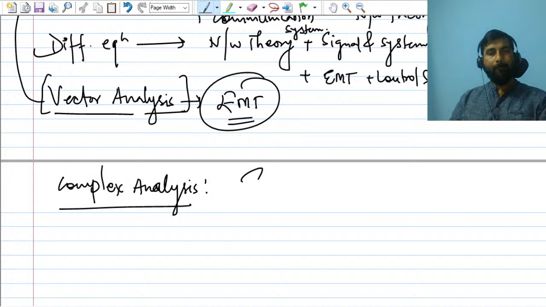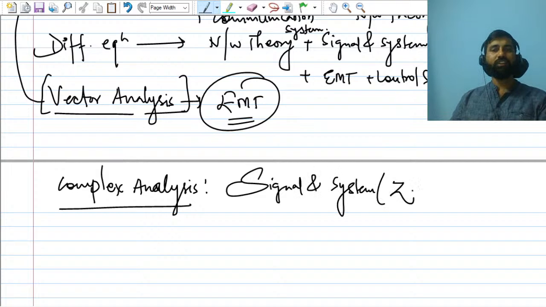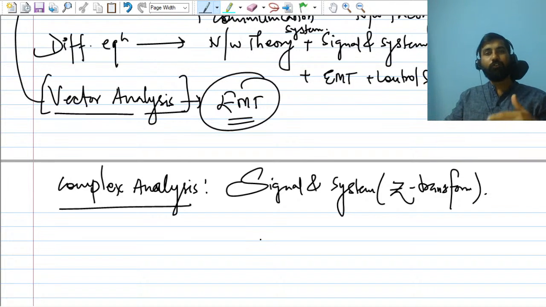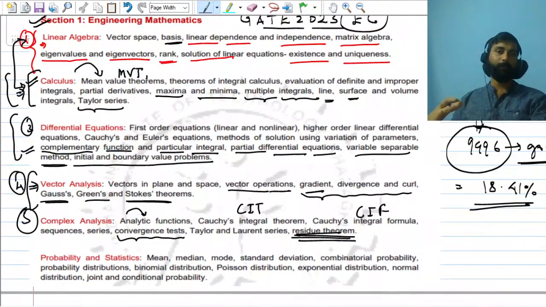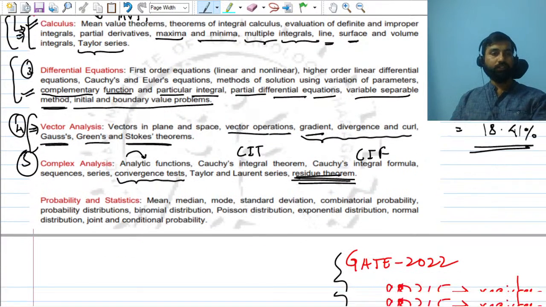Okay, in signal and system, a topic like Z transform, or if somewhere you have to find residues, there you need the concept called complex analysis, right? So please make sure that you are good at complex analysis. Prior to that, you must be good at complex numbers, okay, and everything, right?